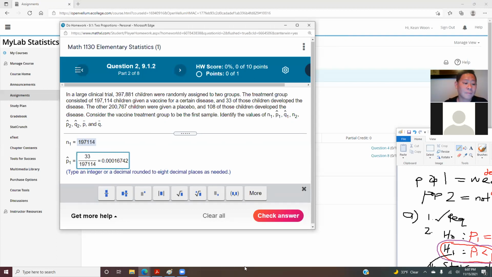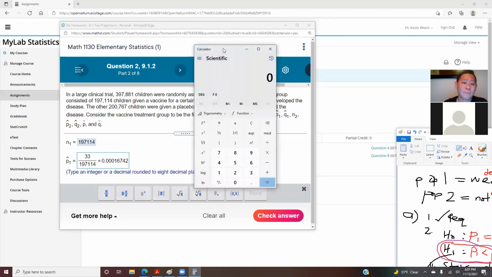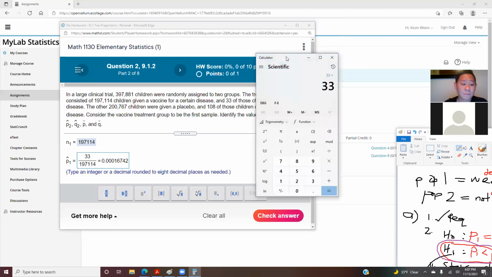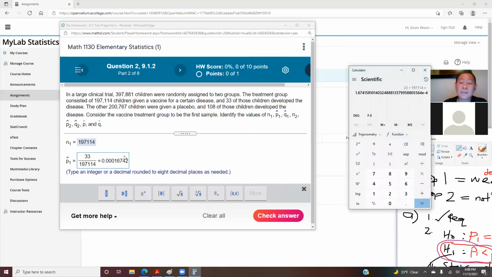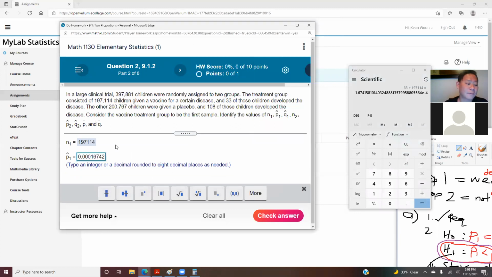Let me just do it on the calculator. 197... So in the calculator, I have 1674. Yeah, this is correct. Yep, it's the same. Yep, this is correct.